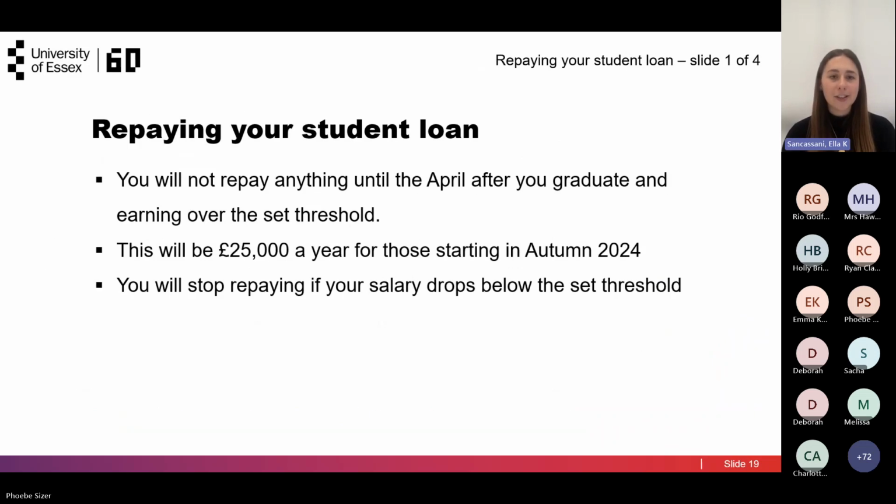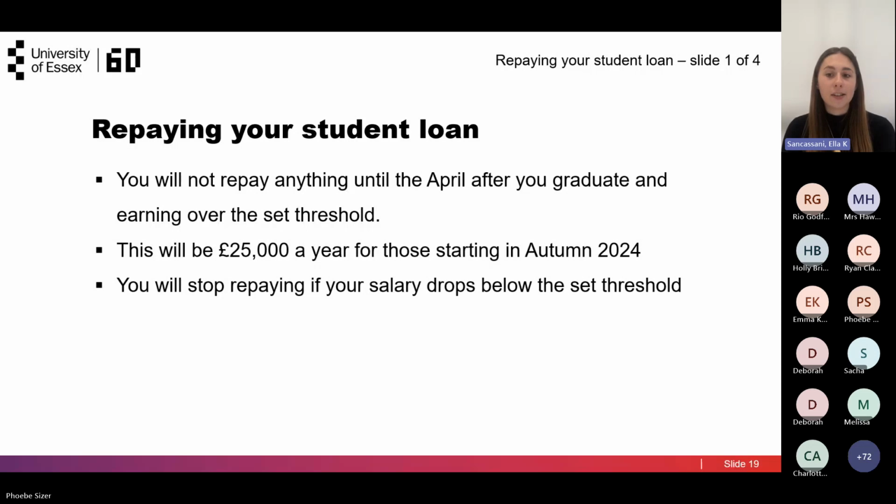So when it comes to repaying student loans, this is something that your young person will not be doing until after they graduate. Like I said at the start, they will not be paying anything before or during their course. It will be the April after they graduate, and if they are earning over the set threshold set by the government. So this will be £25,000 a year for those starting in autumn 2024. So your young person will not be repaying their student loan until they're earning over this amount and the April after they graduate, and they will stop repaying if their salary drops below the set threshold during their working career.